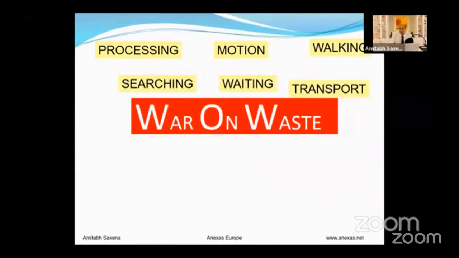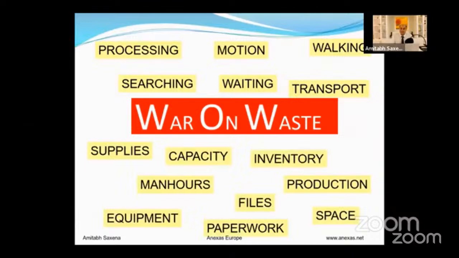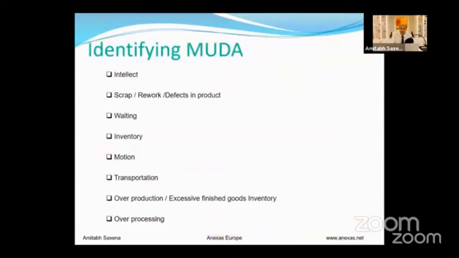Lean is about war on waste: processing, motion, walking, searching. These are all examples of waste. Paperwork, too much paperwork, space underutilization. They are all examples of waste. So these are the 7 wastes.